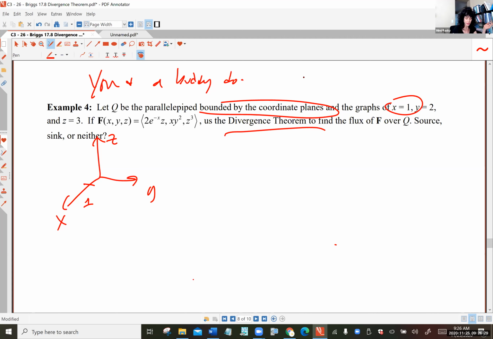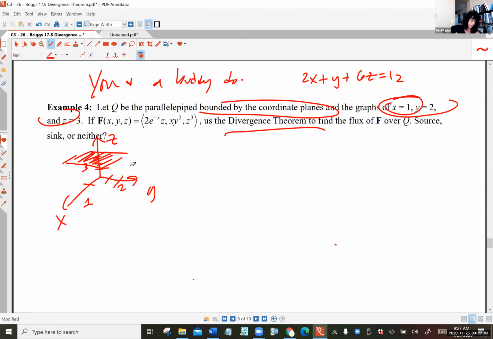You guys are probably used to seeing planes like 2x plus y plus 6z equals 12 or something like that. And that's a plane equation. But these are also plane equations. y equals 2 would be a plane that cuts through the 2 on the y-axis, parallel to the xz plane. And z equals 3 would be a plane that cuts through the 3 on the z-axis and would be parallel to the xy plane.